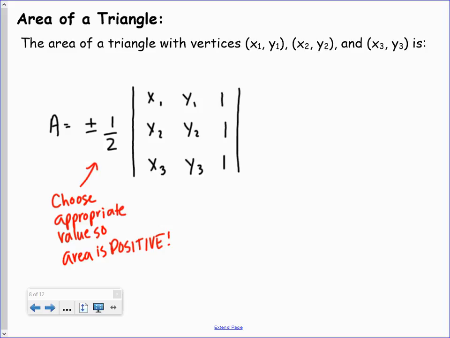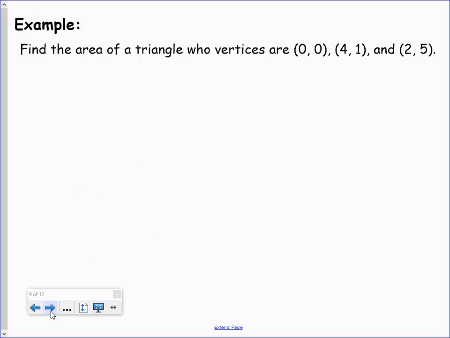Let's look at an example. So let's put that to use. Let's calculate the area of a triangle with vertices at 0, 0, 4, 1, and 2, 5. Certainly you might have some methods from geometry, where we graph the triangle and look for base and height or calculate altitudes. But we can also use the matrix determinant to help us.